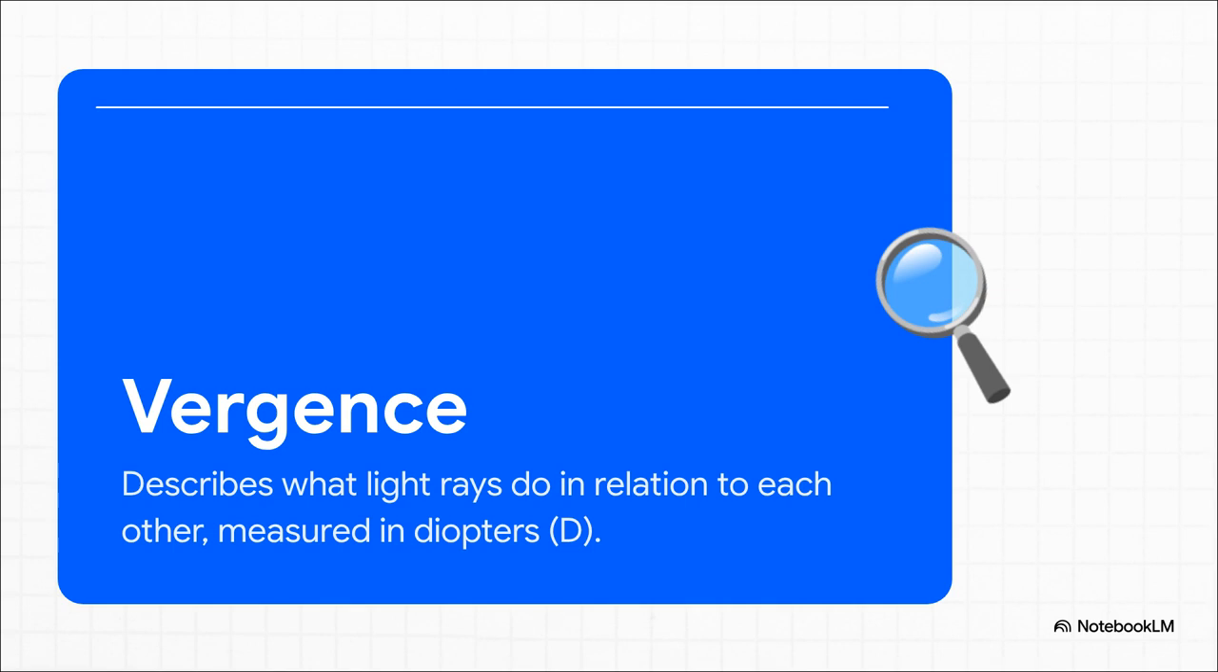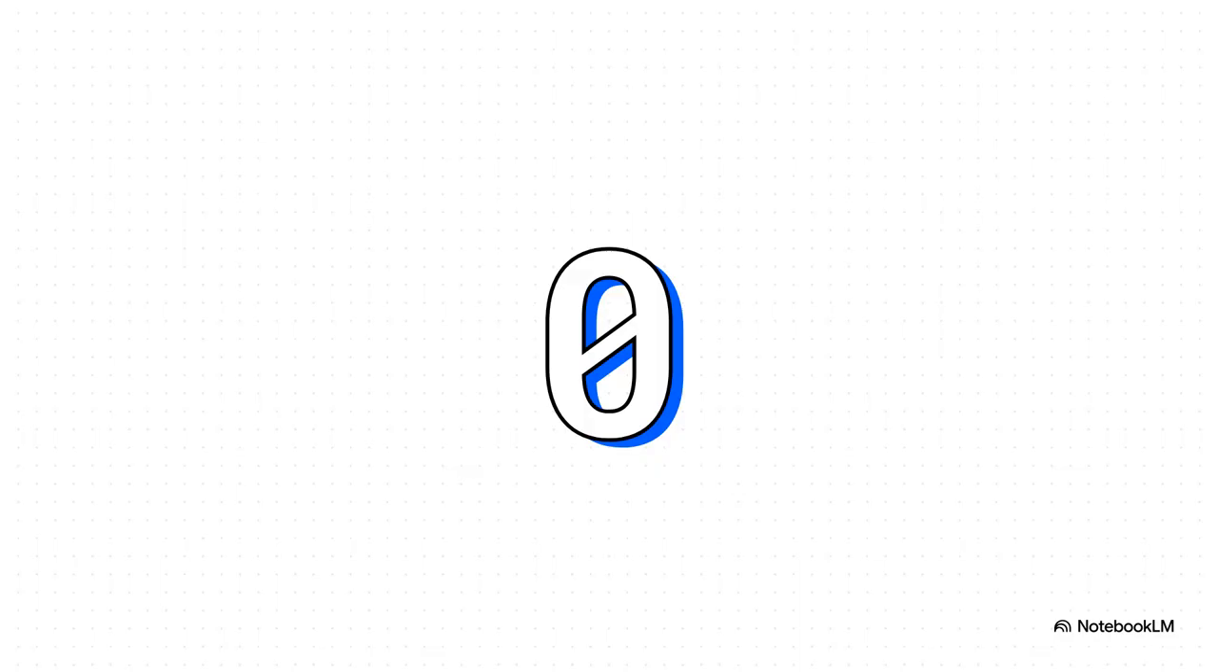And to quantify this relationship, we measure vergence in units called diopters, which you'll usually just see abbreviated with a capital D. Which brings us to a super critical baseline. When light rays are running completely parallel to one another, so they aren't spreading apart and they aren't coming together, the vergence is exactly zero diopters. This is basically your optical neutral ground. Whenever you think of parallel rays in optics, I want you to immediately anchor your mind to the number 0.